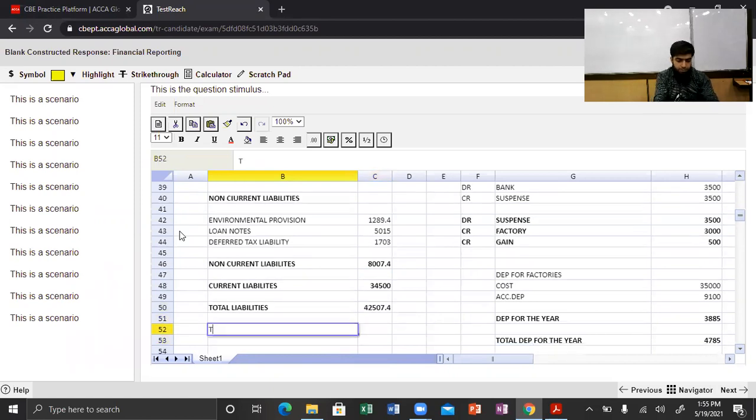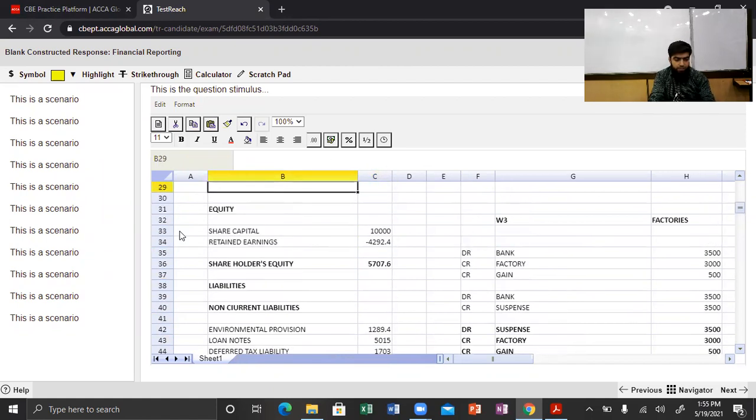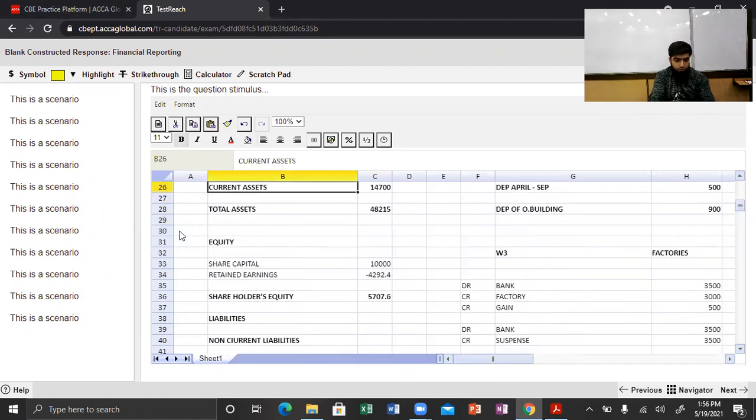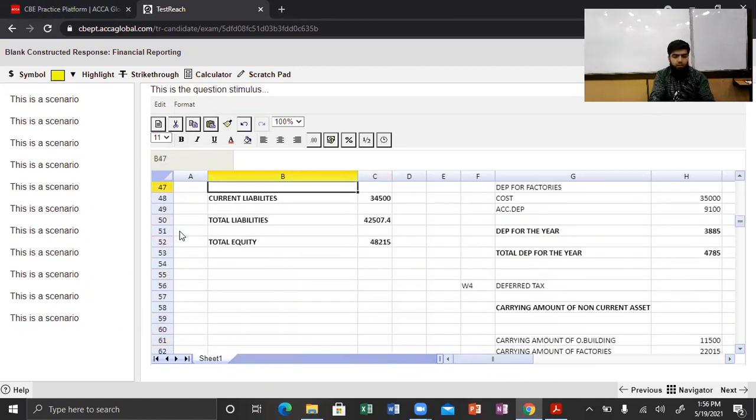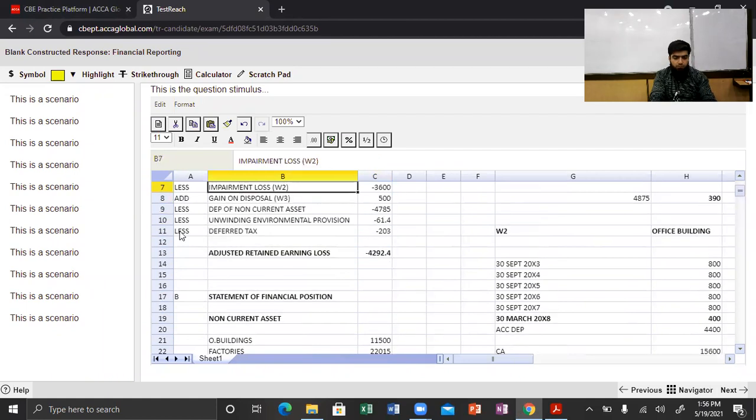And if we take the total of liabilities plus shareholders' equity, that is 48215, and the balance of total assets was also 48215. So that was the balance sheet of this question.